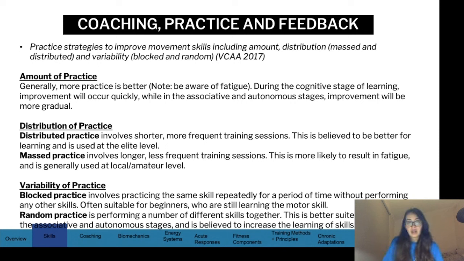In terms of variability of practice, we've got blocked and random. Blocked involves practicing the same skill repeatedly for a period of time without performing any other skills, like doing 50 chips in a row for golf. In terms of random, it's performing a number of different skills together, which is better suited to learners in the associative and autonomous stages, kind of like when you're getting a bit better. And it's believed to increase the learning of skills, so it simulates a real game scenario better, and it allows you to adapt to changes very quickly.